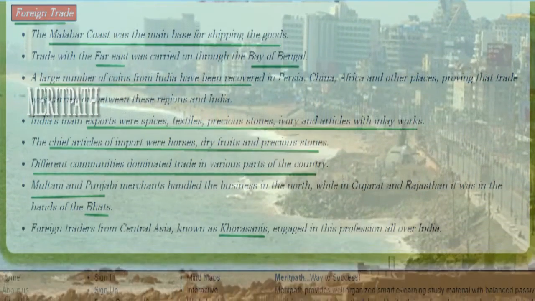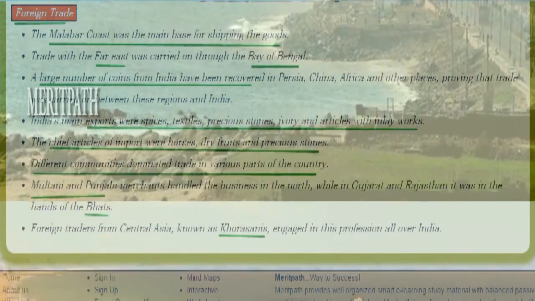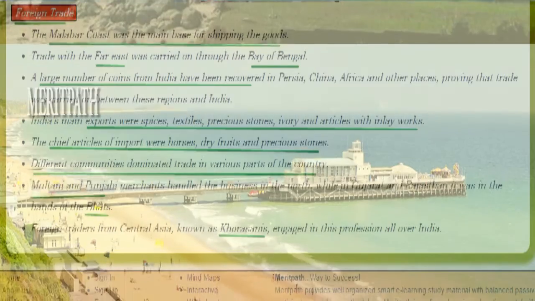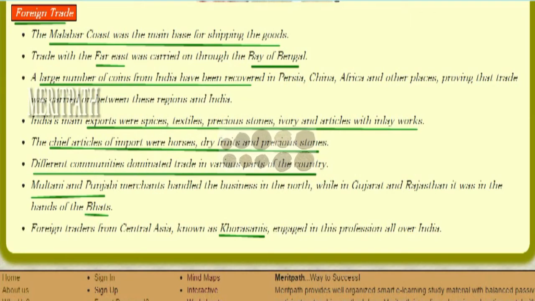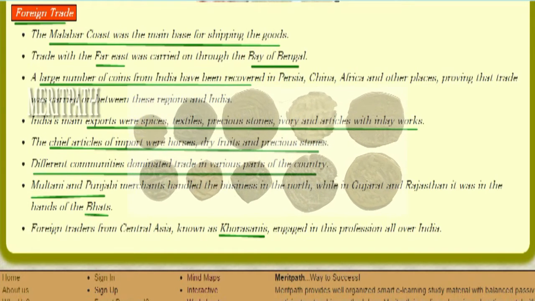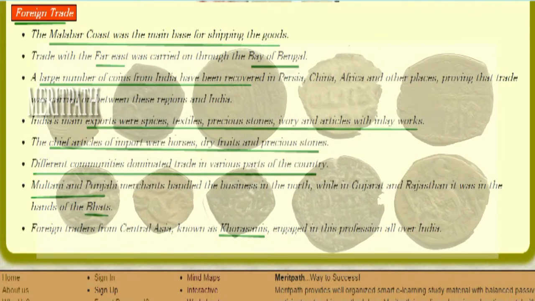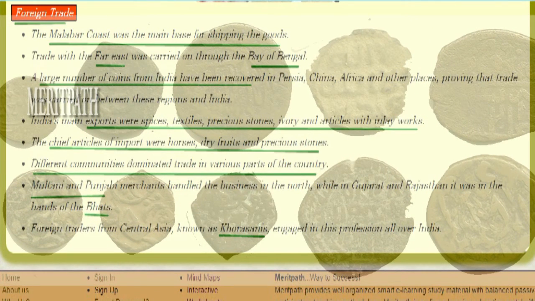Next, let's see about foreign trade. The Malabar coast was the main base for the shipping of goods, and the trade with the Far East was carried out through the Bay of Bengal water route. A large number of coins from India were recovered in countries such as Persia, China and Africa. This gives us reason to believe that trade was carried on between these countries and India. We came to know from this finding that Indian coins were found in other countries also.